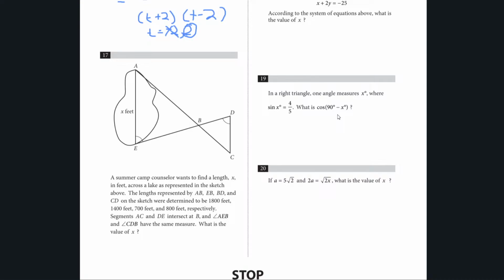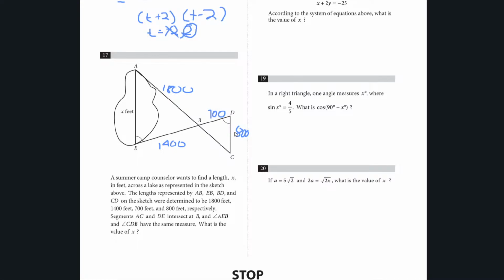So AB is 1800 feet. EB is 1400. BD is 700. And CD is 800. AC and DE intersect at B, and AEB is the same angle as CDB. So we know we're working with similar triangles.